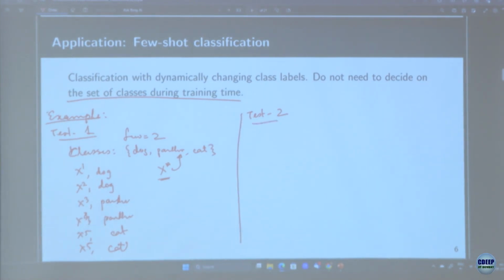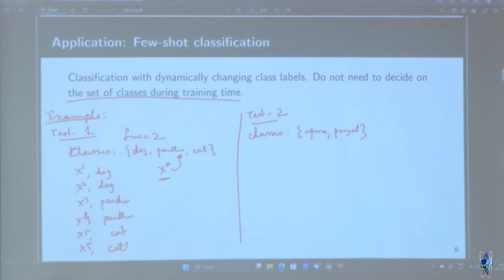So a second test scenario could be that your classes are about, let's say, different food types. So you want to know whether the mess has served upma or whether they have served pongal. You don't know. Maybe there are these two food classes, they look similar to you and you want to know which of these two food types has been served.